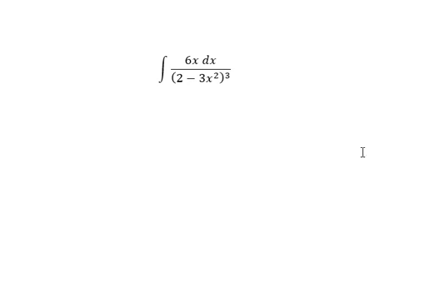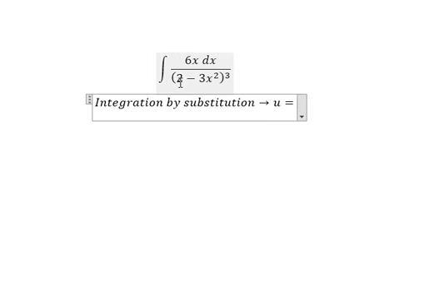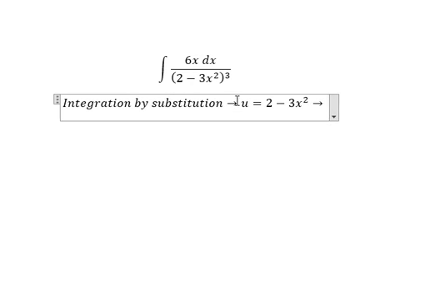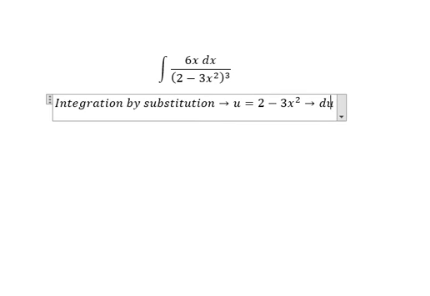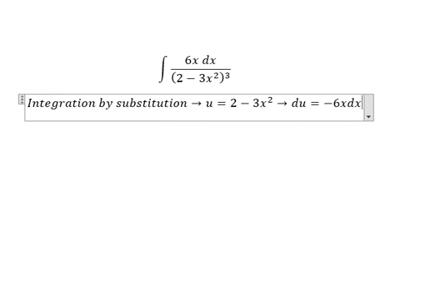Now let's go to the last one. We need to use integration by substitution. So we put u equals this one. If we first take the derivative on both sides, you get du equals negative 6s ds.